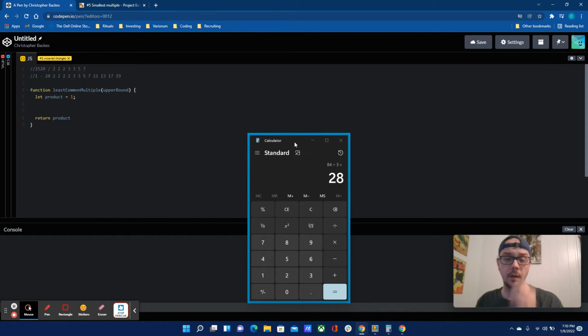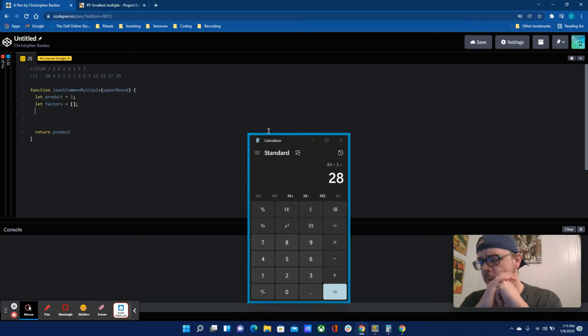You see, I already took the liberty of typing out the function declaration, the first variable, and the return. So what else do we need? Well, we probably need a place to store the factors that we're going to be multiplying. So let's go ahead and declare that. I think that might be it. Like I said, we're going to need to find primes.